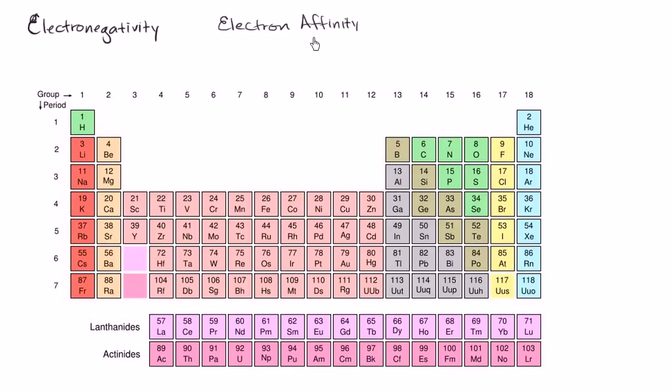How much does it like electrons? Does it maybe want more electrons? Electronegativity is a little bit more specific. It's when that atom is part of a covalent bond, when it is sharing electrons with another atom. How likely is it, or how badly does it want to hog the electrons in that covalent bond? Now, what do I mean by hogging electrons?